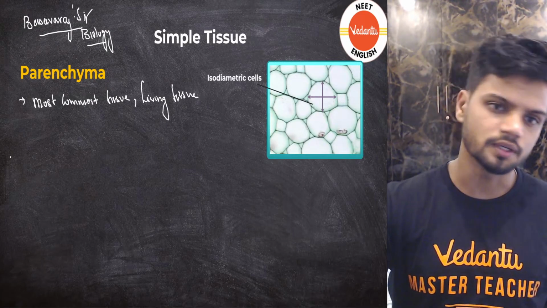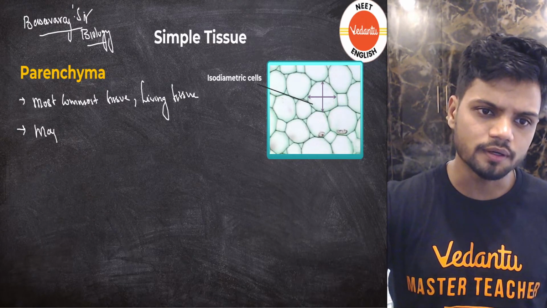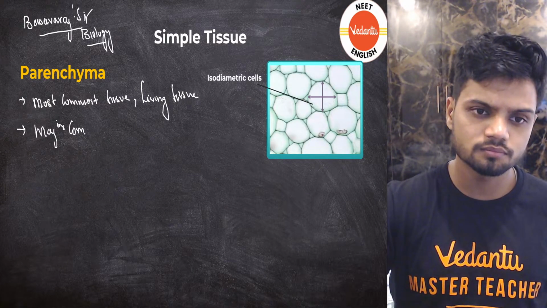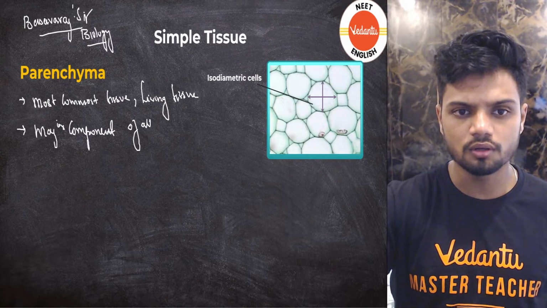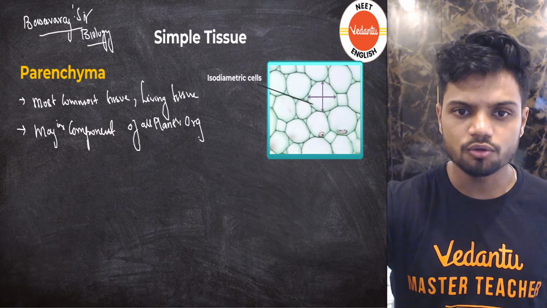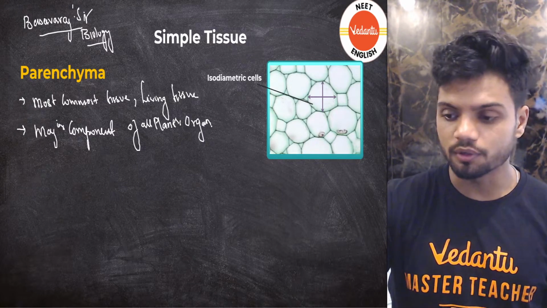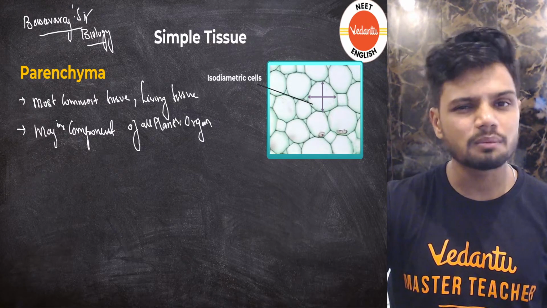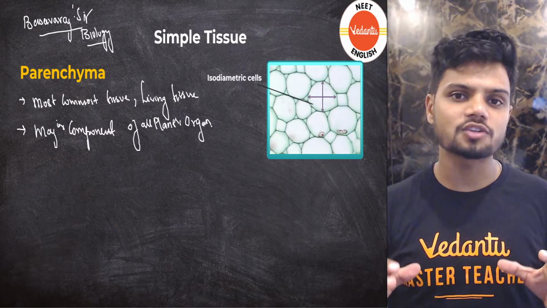Living tissue. It is a living tissue. It is a major component of all plant organs. You could take any organ, it could be stem, it could be leaf, it could be your branches. Parenchyma will be there. Parenchyma will be there. And the main function of parenchyma is actually packaging.